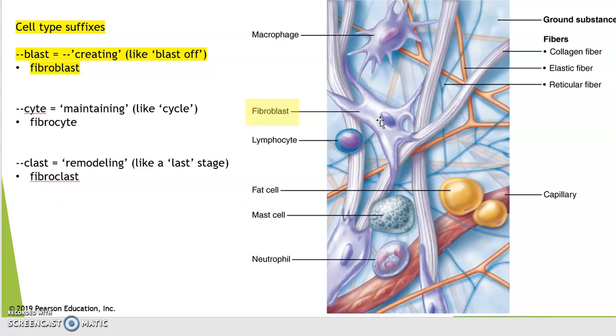That would be a fibrocyte. If we had a fibroclast in this graphic, that would be a cell that is great at remodeling, kind of like a contractor coming in to remodel a kitchen. The fibroclast can come in and rework a fiber within the connective tissue, so that it can rework it to provide some additional structure or to change its model. That would be a fibroclast. These cells are specific to connective tissue.